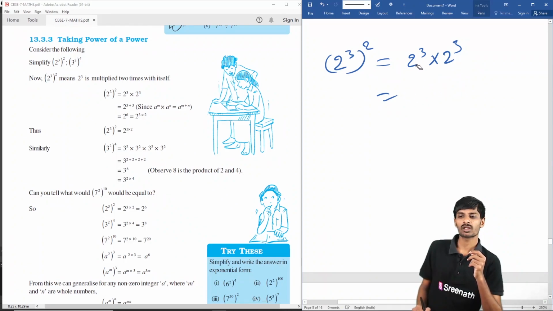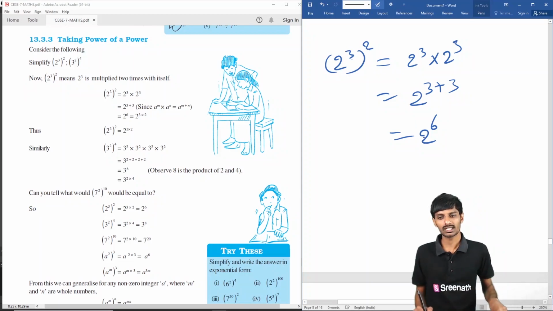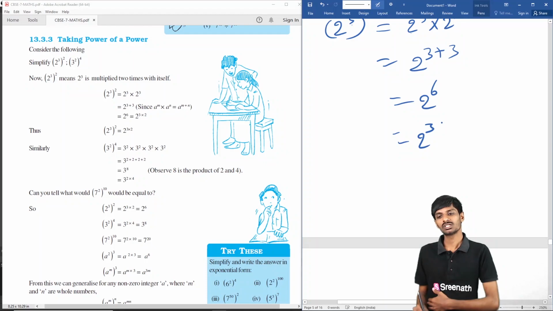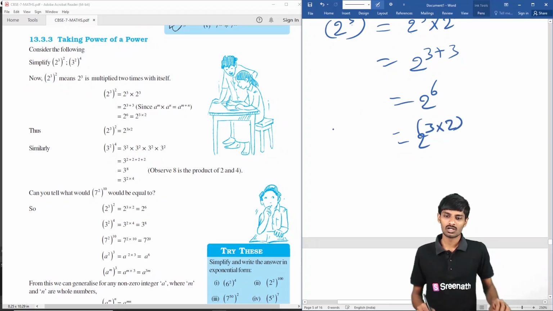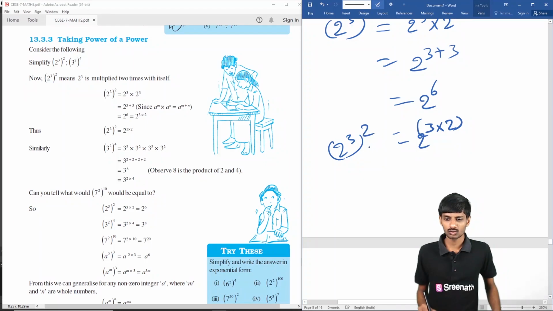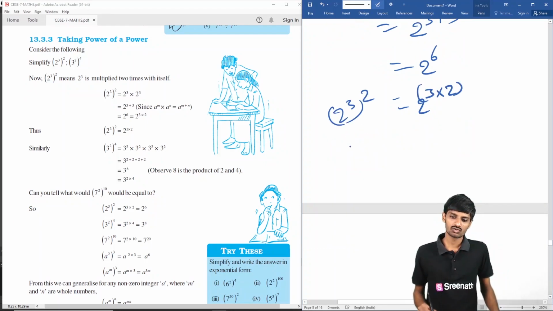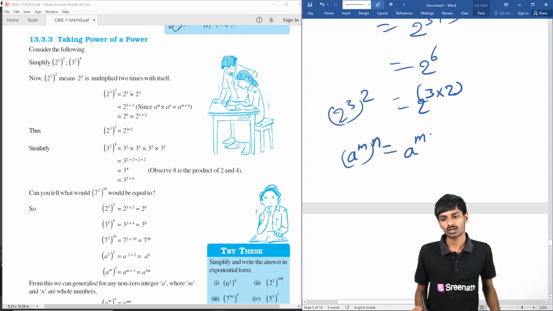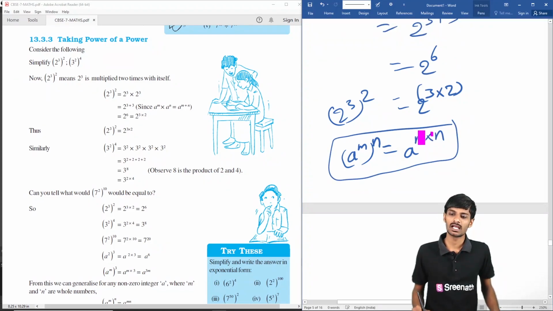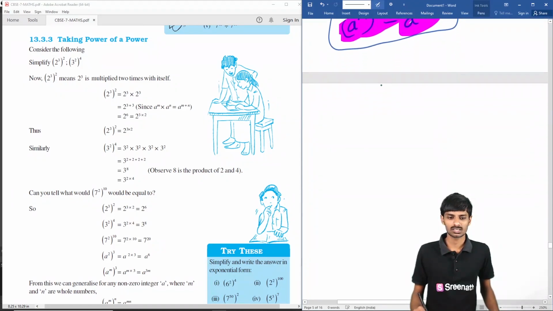Or simply you can use the a power m into a power n formula, as both the bases are the same. So it is 2 power 3 plus 3, which is 2 power 6. So if you see here there is 3 into 2 and here is 6. So 2 power 3 whole power 2 is equal to 2 power 3 into 2. Which is a power m whole power n is equal to how much, friends? It is simply a power m into n. So it is also one of the beautiful formulas you can use for exponents. If you want to check it, you can check. I will help you to do some problems here.